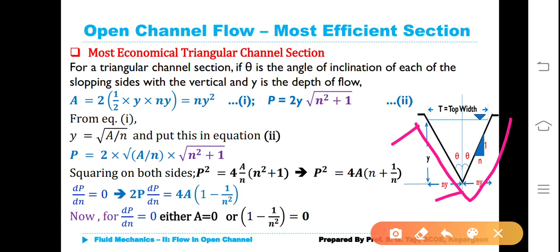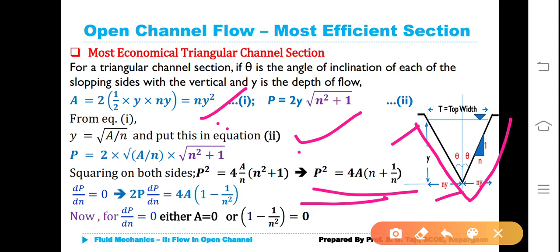From equation 1, y is equal to square root of A by n, and put this in equation 2, we get perimeter P is equal to 2 times under the root A by n multiplied by under the root n squared plus 1. Squaring on both sides, we get P squared is equal to 4 times A by n multiplied by n squared plus 1, which means P squared is equal to 4A multiplied by n plus 1 upon n.